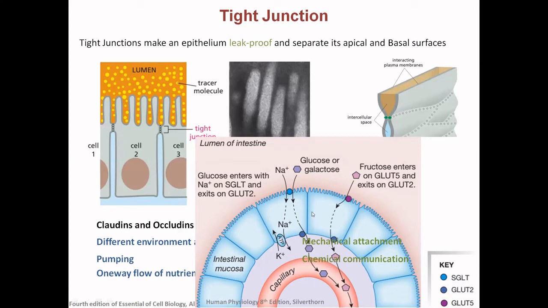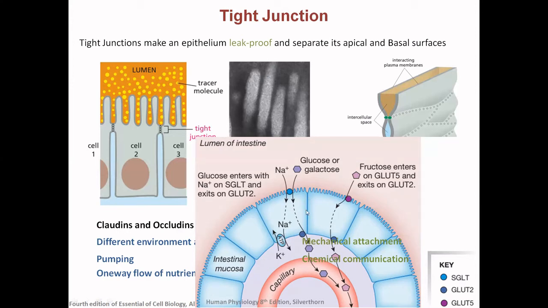So because of this tight junction present here, the sodium glucose transport as well as the GLUT5 cannot move to the basal surface, and the sodium potassium ATPase as well as the GLUT2 cannot move to the apical surface, because as we have discussed in the plasma membrane, the phospholipids and all the lipids as well as the proteins found on the plasma membrane have the lateral movement. So if this is present on this apical surface, they have the ability to go to this surface based on the fluid mosaic model of the plasma membrane.